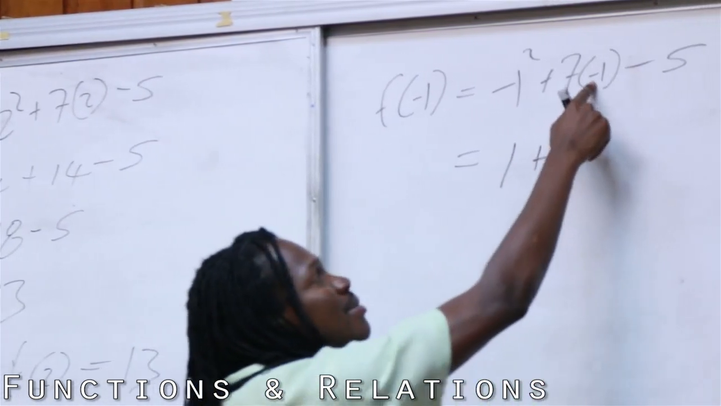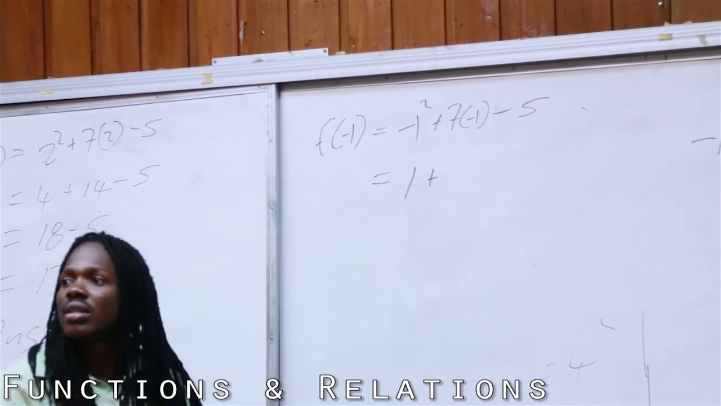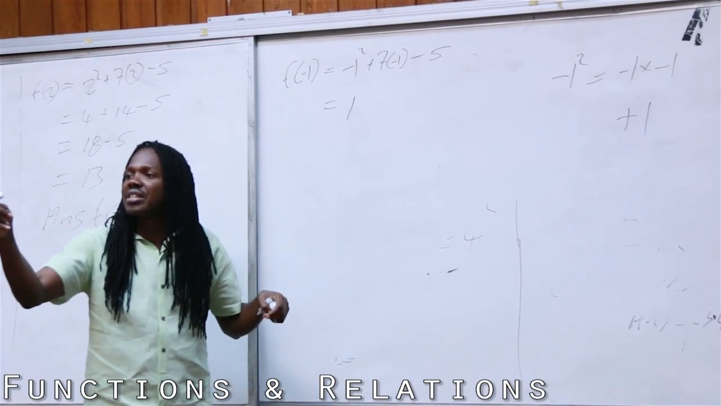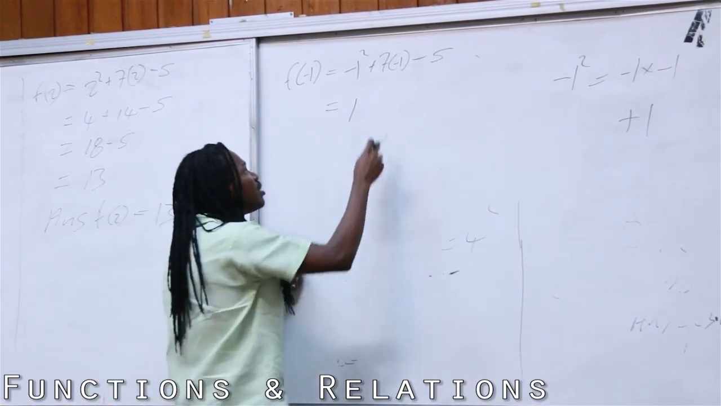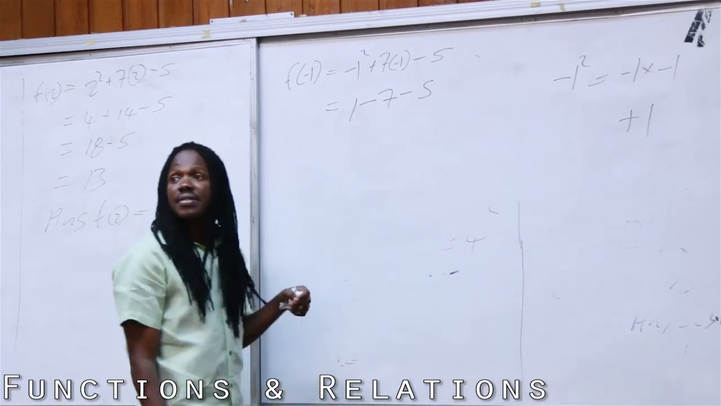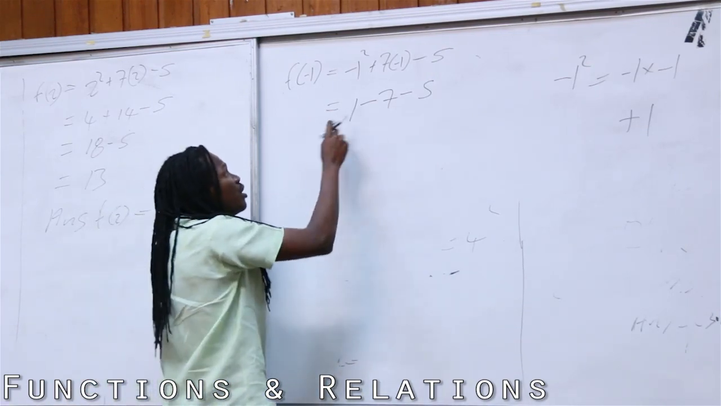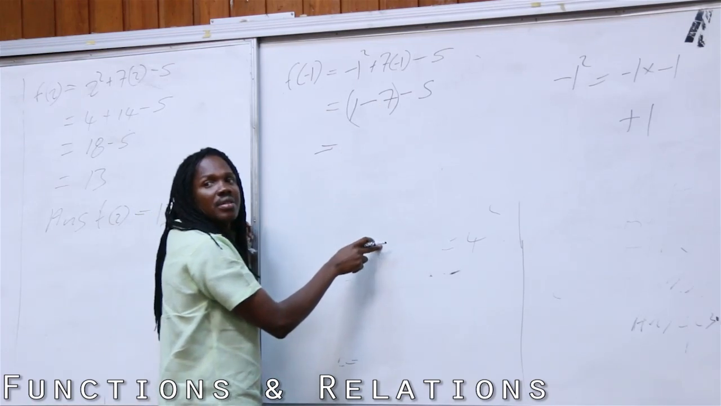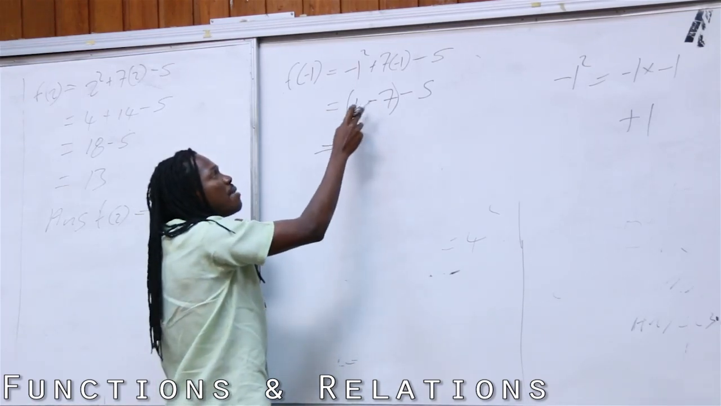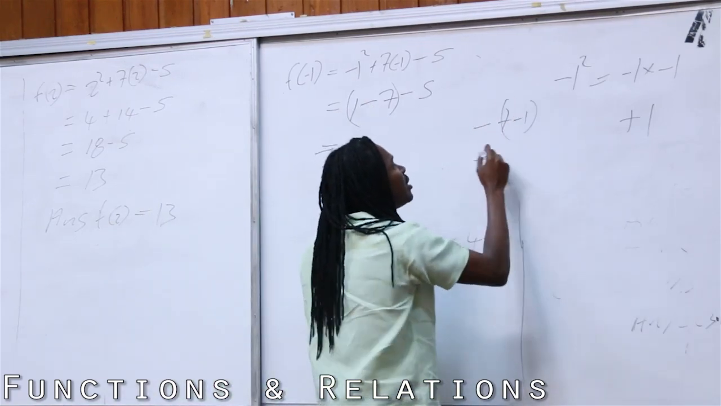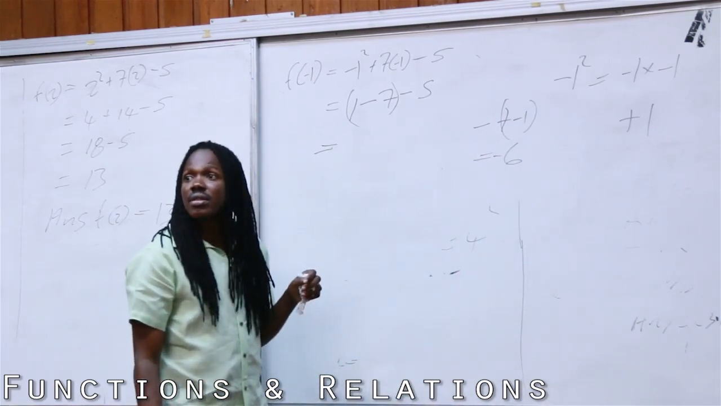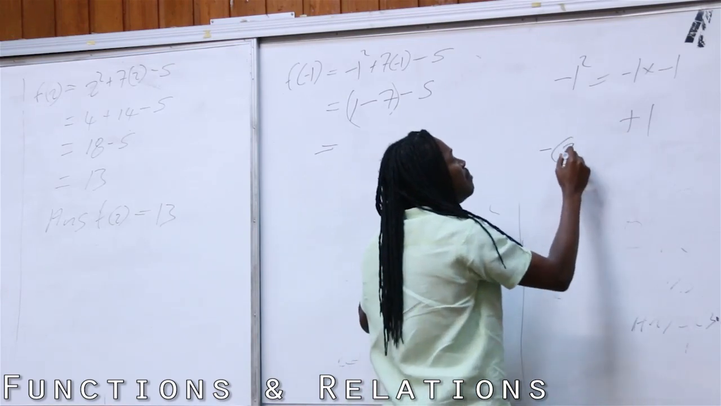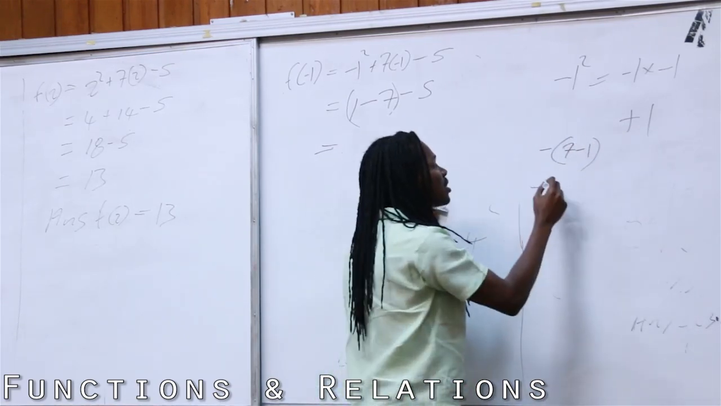So 1 plus 7 times minus 1. Positive 7 times negative: when the signs are different, the answer is negative when multiplying and dividing. So therefore it is 1 minus 7 minus 5. Work it out one by one. 1 minus 7: when you have a little number minus a big number, you put a minus sign and then say big number minus little number. So your minus sign comes, 7 minus 1 is 6. Negative 6.